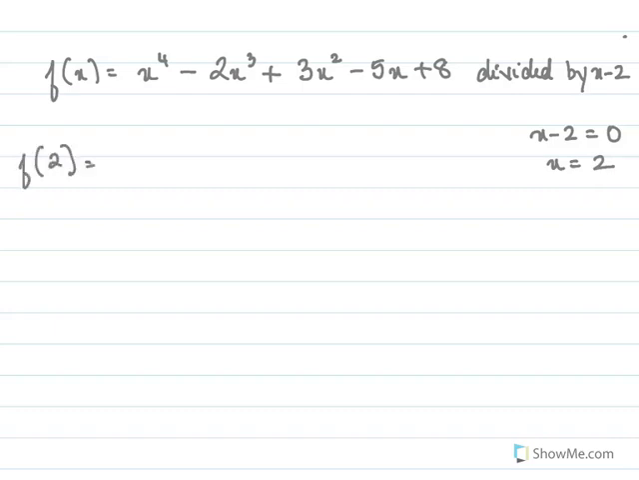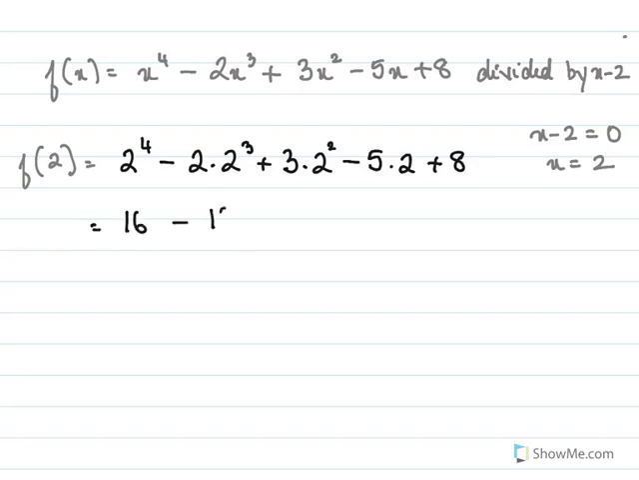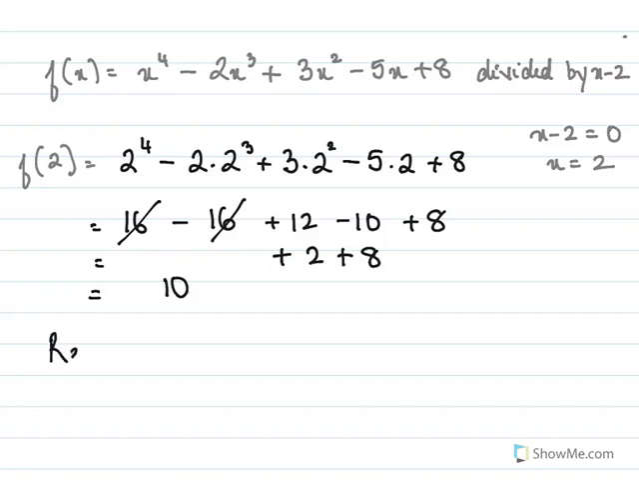And now I find f of 2. Wherever there is x, I put 2. So 2 raised to 4, 2 cube means 2 raised to 3, 2 square, 2 plus 8. This is 16. This becomes minus 16. Here 12 minus 10 plus 8. Minus 16 plus 16 will cancel out. This becomes now plus 2 plus 8, which is equal to 10. So the remainder is equal to 10.